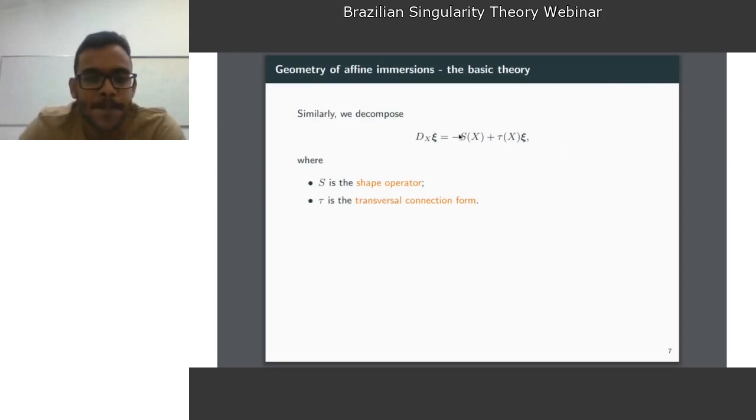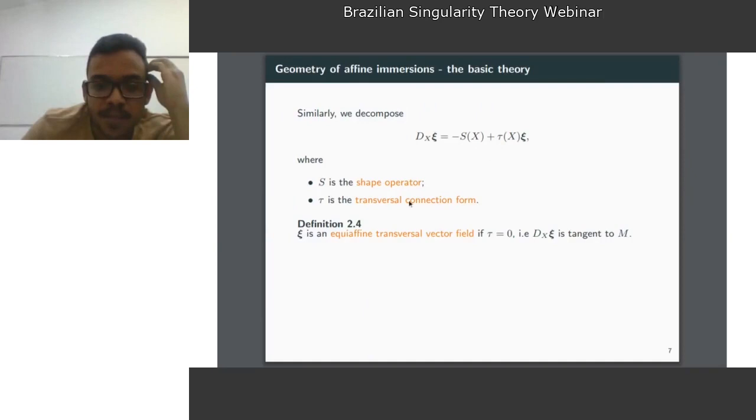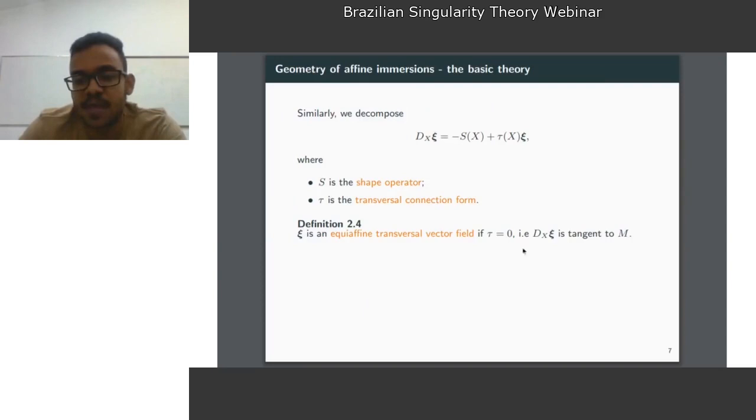And we say that this vector field xi is equiaffine when this transversal connection form is identically zero, which means that the derivative of xi in a tangent direction is tangent to M. A classical example of an equiaffine vector field associated to a regular surface, hypersurface, is the unique normal vector field, as we know.